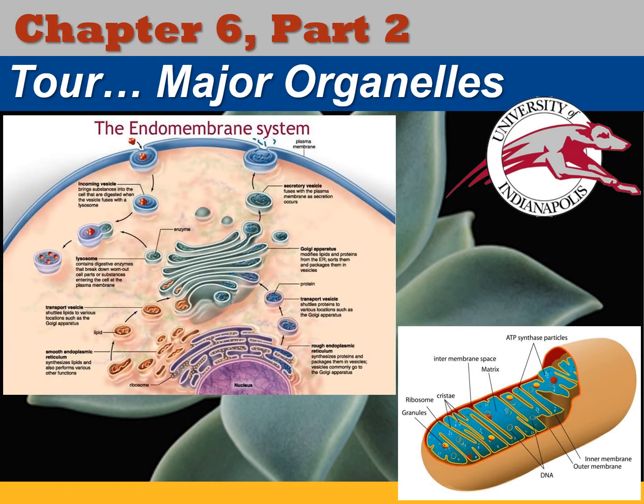Welcome to part 2 of chapter 6. Again, the tour of the cell. In this section we're going to talk about some major organelles involving what we described in the previous lecture as the endomembrane system, which involves a nucleus, endoplasmic reticulum, vesicles, Golgi, and so forth, as well as another heavily membranous organelle, the mitochondrion.